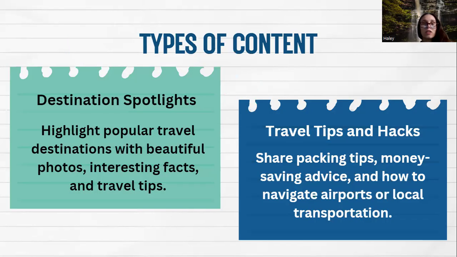So types of content, you've got destination spotlights. Pick a popular destination and for that week, do different places of that destination that they can stay, that they can go to. You can do interesting facts, photos of these destinations, travel tips, stuff like that. Anything that goes along with the destination that you picked.